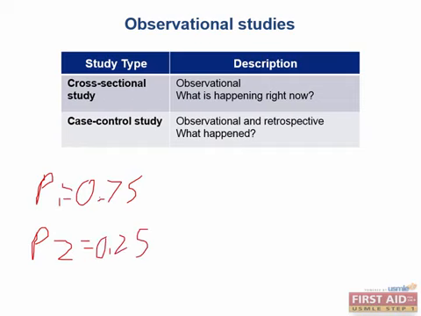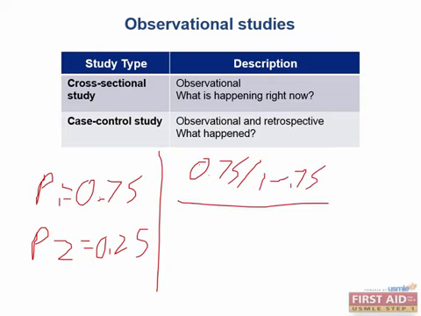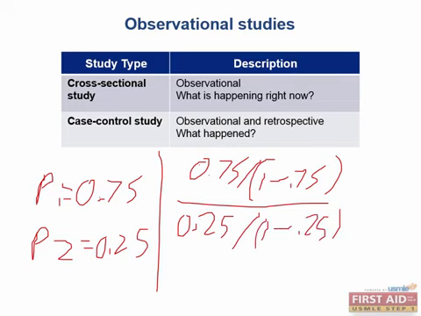Now, how do we set up our odds ratio equation for this? Well, we would do 0.75 over 1 minus 0.75, over 0.25 over 1 minus 0.25. Plugging the numbers into our odds ratio equation, we get an odds ratio of 9. So a patient who has exposure to asbestos was 9 times more likely to develop mesothelioma.